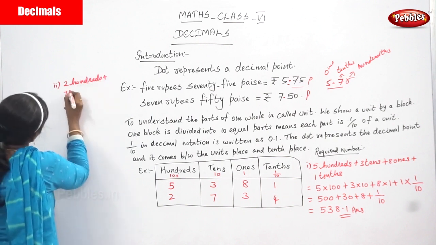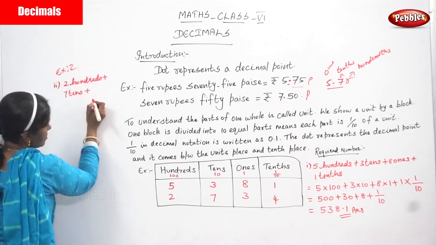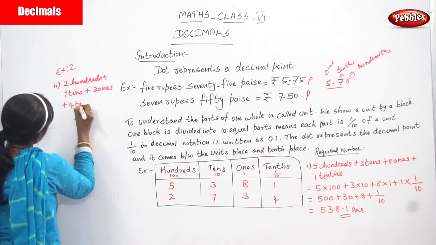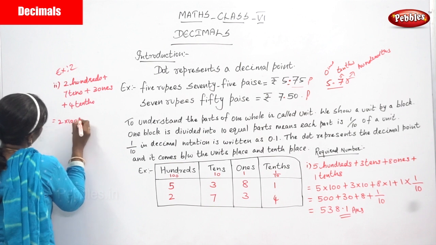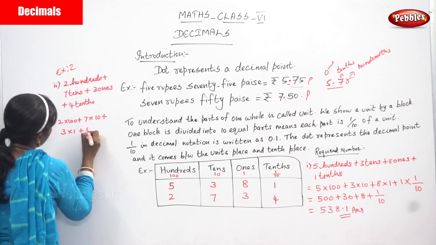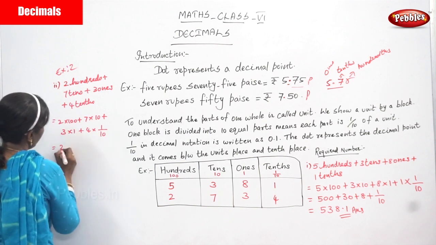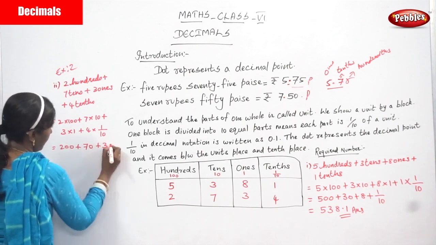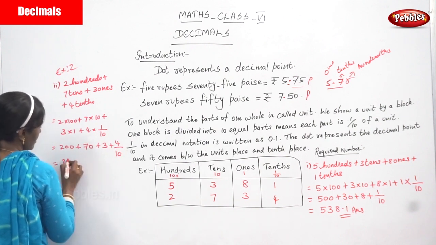Two hundreds, 7 tens, 3 ones and 4 tenths. This is example 2. The answer is 2 into 100 plus 7 into 10 plus 3 into 1 plus 4 into 1 by 10. That is 200 plus 70 plus 3 plus 4 by 10. So the whole number part is 273.